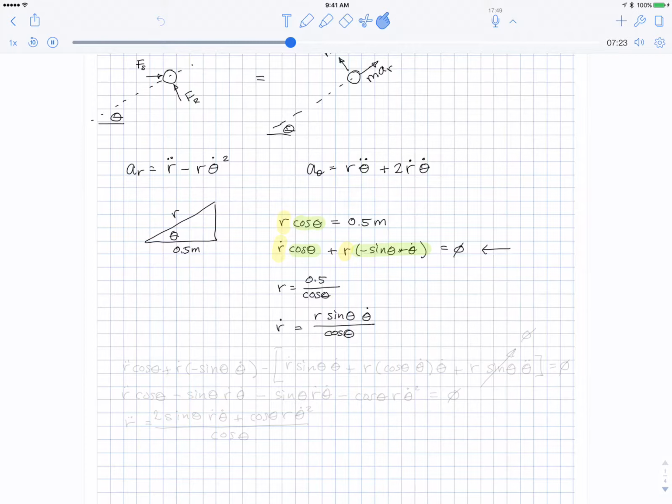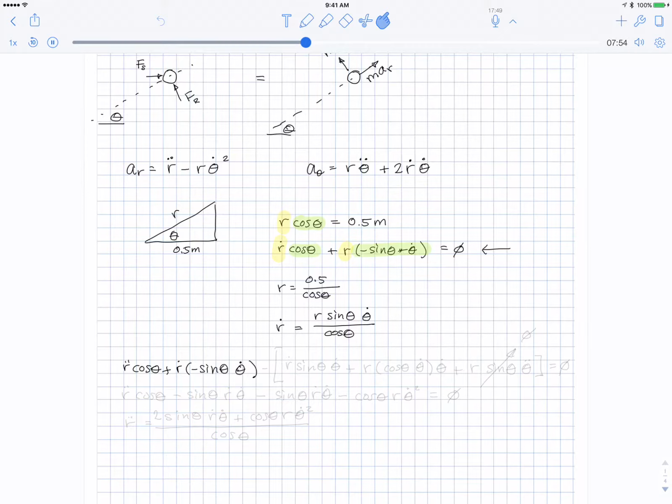So we've done this before using the product rule and the chain rule and all that. I'm not going to explain, I'm just going to do it. You can look at previous examples to follow along. The derivative of r dot cos theta is r double dot cos theta plus r dot times the derivative of cos theta, which is minus sine theta theta dot, plus the triple product rule.